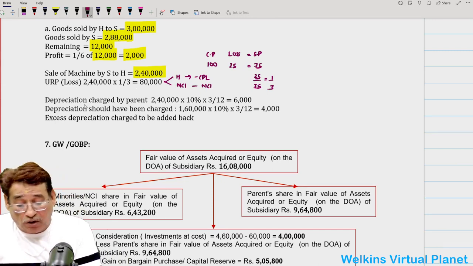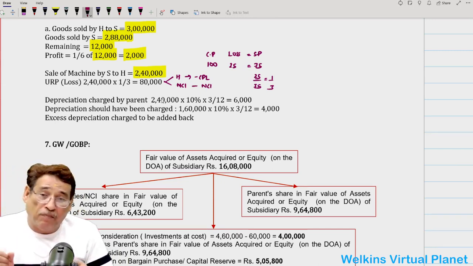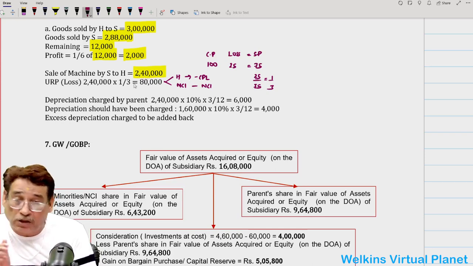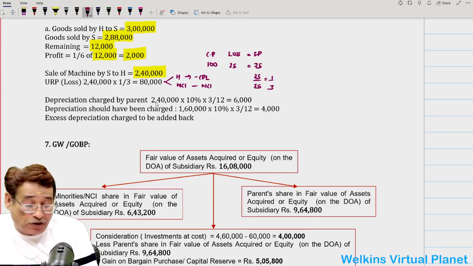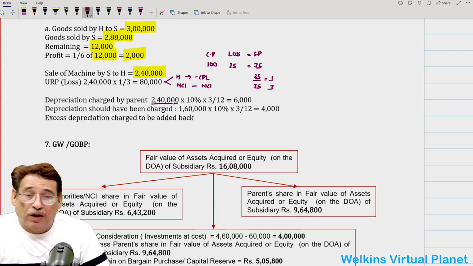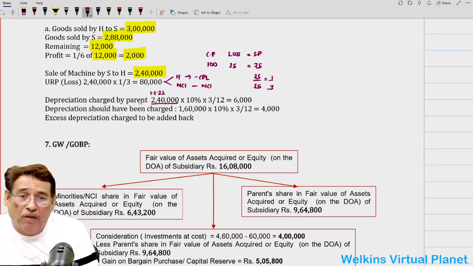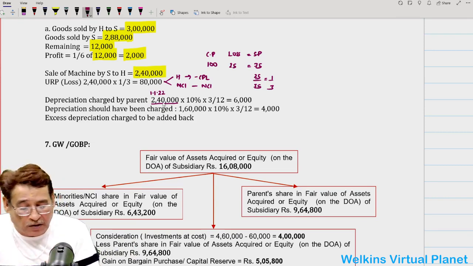In this question, there is another point also which I talked about in the last session, correct? Actually, depreciation charged by parent company, because the cost of this machinery is actually 3,20,000. Because 2,40,000, I am selling an item to you at 240 and I am saying I incurred a loss of 80,000, so cost must be equal to 320. So depreciation charged by parent, actually parent received this item, correct? Parent received this item at 2,40,000 and they have received this item on 1-1-2022. So for 3 months, parent will be under an impression because we purchased this item for 2,40,000.